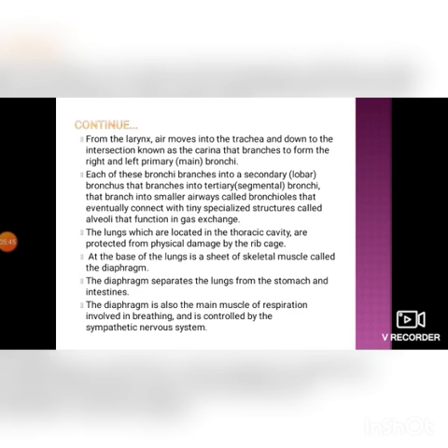The lungs, which are located in the thoracic cavity, are protected from physical damage by the rib cage.